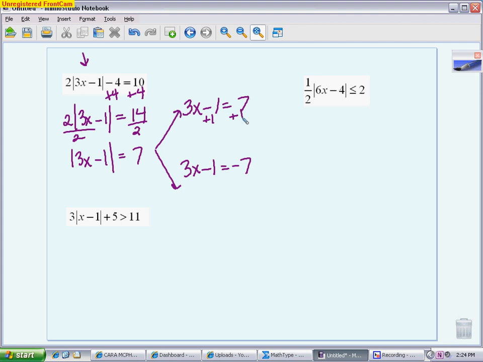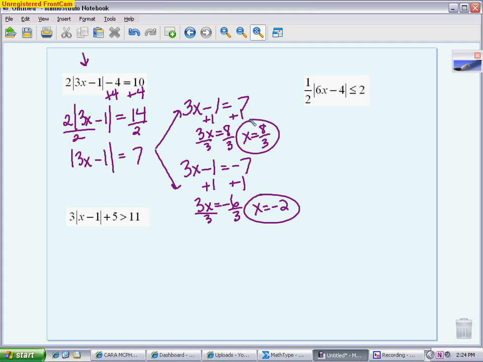So up top we're going to add 1. We get 3x equals 8. Divide by 3. One answer is that x equals 8/3. That is a fraction that cannot be reduced, so we're going to leave it. Going down the other branch, we're going to add 1. We get 3x equals negative 6. Divide by 3. We get x equals negative 2. If you want to check and see if you are correct, you can take both of those values for x, plug them into the original equation up top, and make sure you get both sides to equal 10.